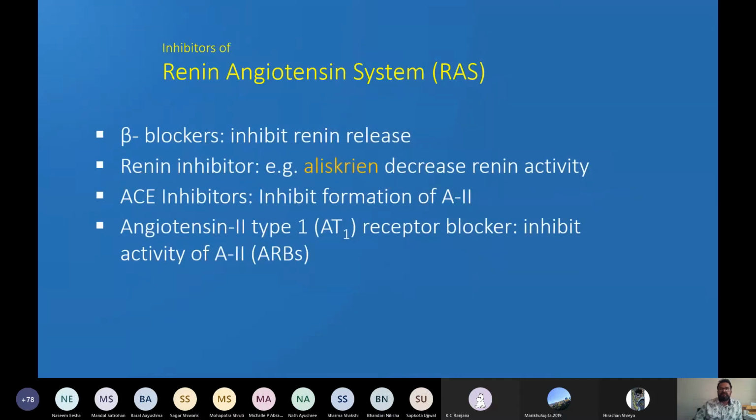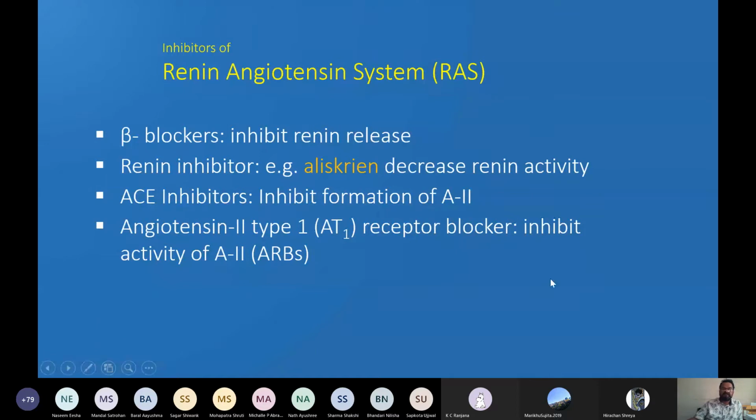The first thing: how can we block this system? We can block renin, isn't it? Renin is the one which starts the whole process. Though it is not active, it's just an enzyme, it converts angiotensinogen into angiotensin 1. If that doesn't happen, then nothing of the following cascade of events will happen. That means if you block renin, you will effectively decrease the BP. So yes, that is possible. There is a drug called aliskiren, which will decrease the renin activity.